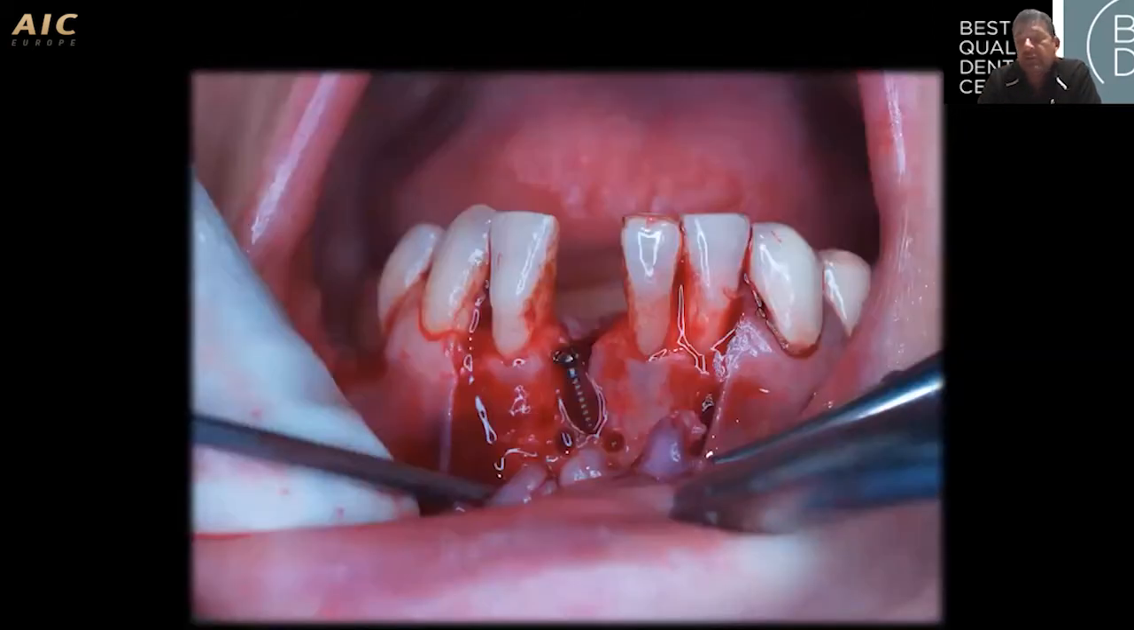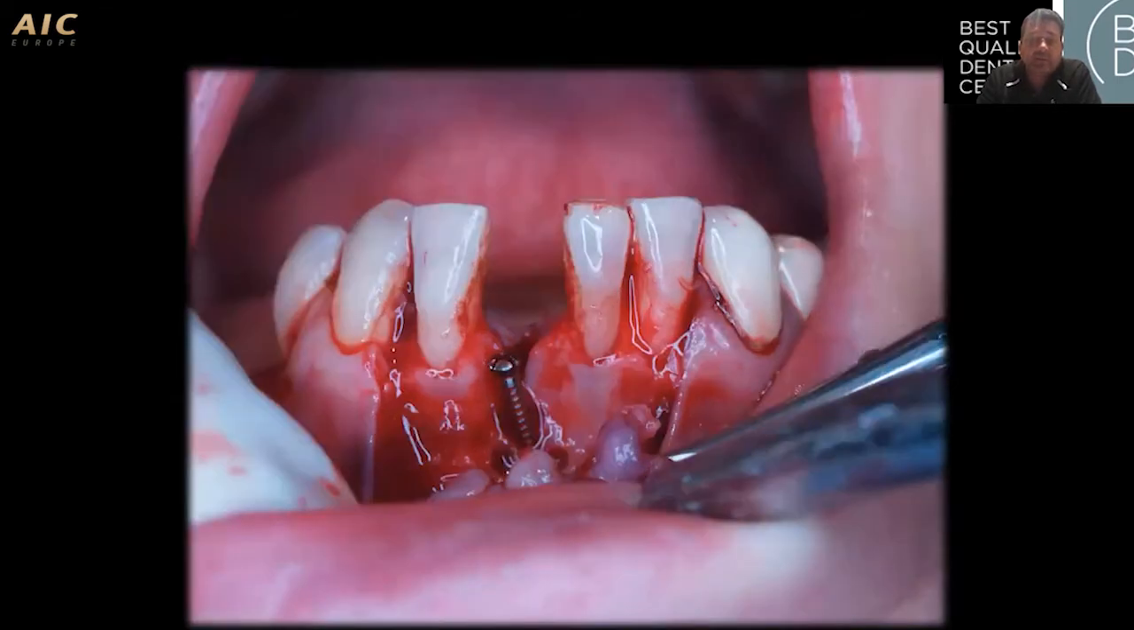We put a vertical screw, and the objective is to create the tent effect. It's a technique to provide stability to the bone graft and to the gingiva, and to avoid compression directly against the bone graft. So we have the screw to create the tent effect, basically.